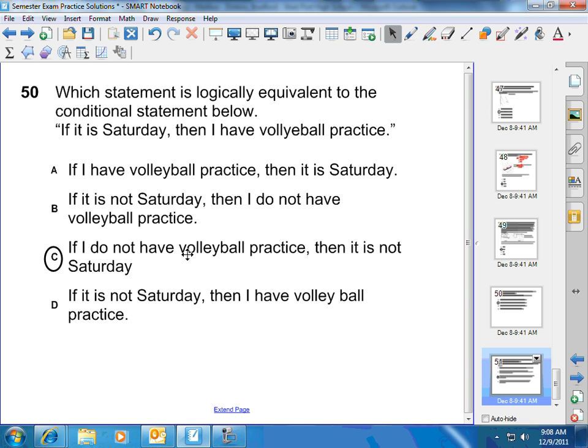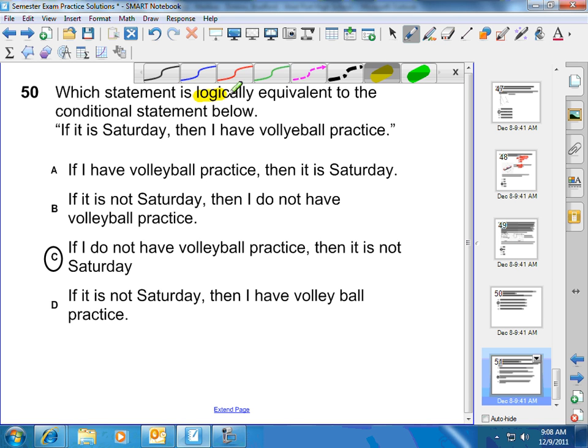Okay, looking at number 50, which statement is logically equivalent? Okay, that's the key word there, logically equivalent to the conditional statement below. So remember, we learned the different forms of a conditional statement. You have your original if-then statement. You have the inverse, the converse, and the contrapositive. Okay, statements are logically equivalent if they're both always true or they're both always false. Okay, they can't be one true and one false.